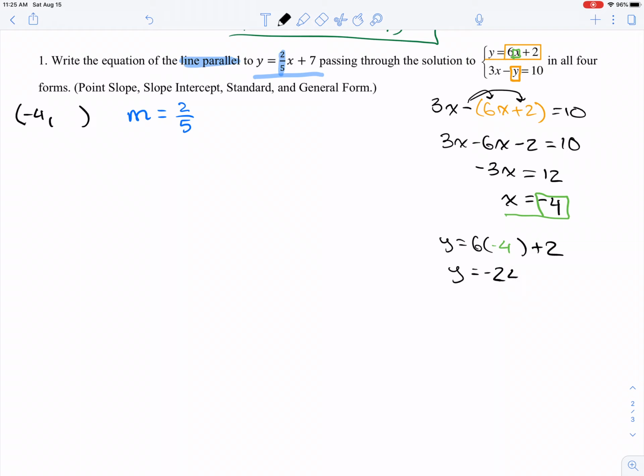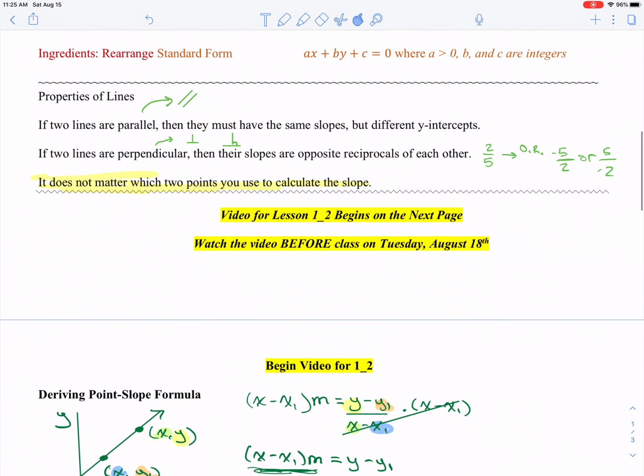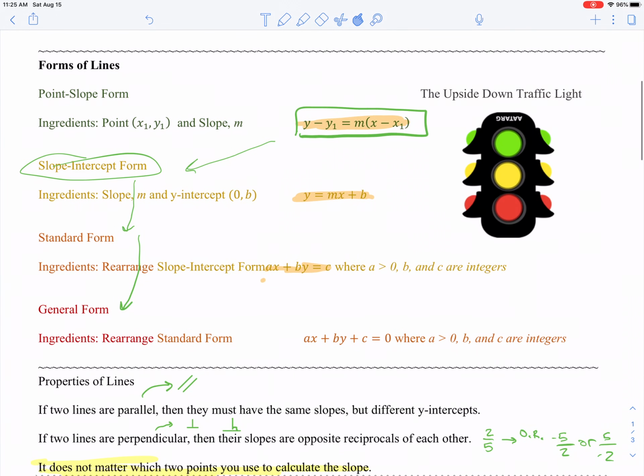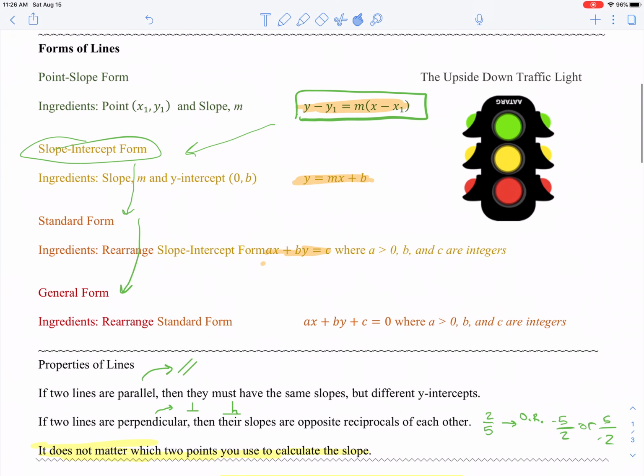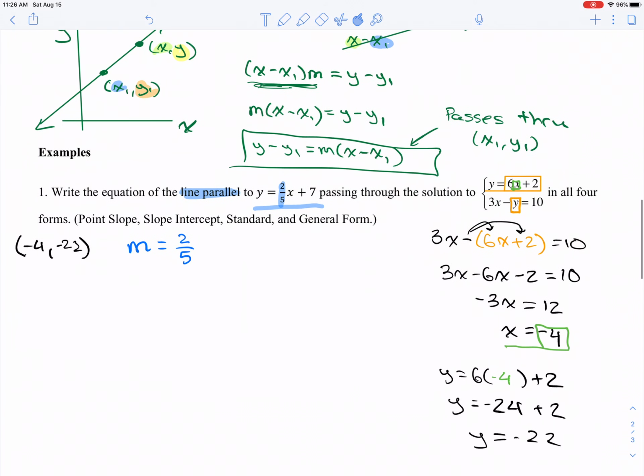So that's -24 plus 2, so y is -22. Okay. So again, I really want you to think back to this reverse stoplight here. This is a class of mostly sophomores. You'll probably get your driver's license soon, so just make sure when you're on the road, it's the red light on top, the green light on the bottom. But we're going to start in point slope form and then go in sequential order here from point slope to slope intercept, standard, and general form.